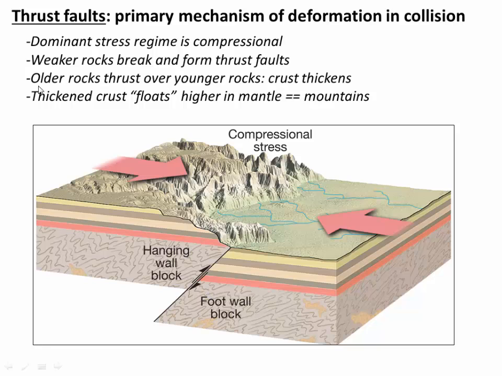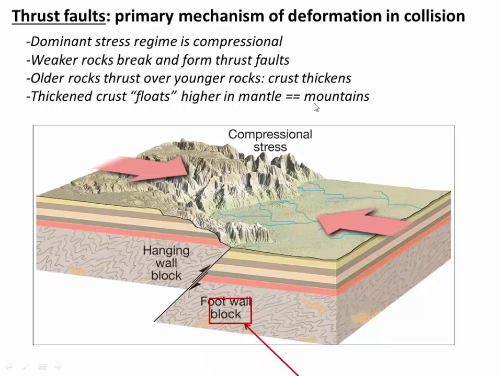And of course, when we do this, when we thrust older rocks over younger rocks, we end up thickening the crust. So the crustal column right through here is now thicker than it was because we've piled one block on top of the other. And of course, as a result, that thicker crust actually floats higher in the mantle. And that is what we call mountains.